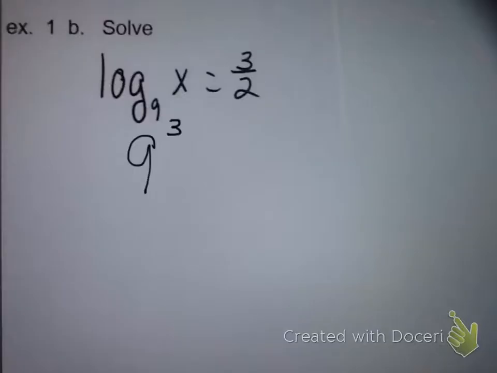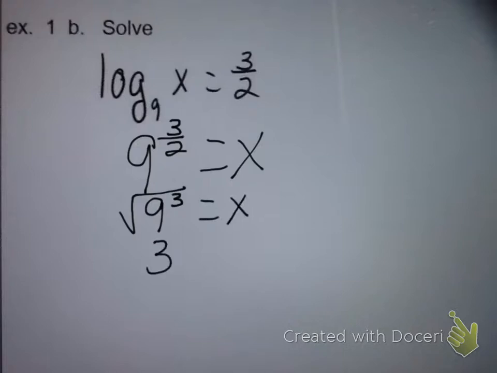Example 1b, log base 9 of x is equal to 3/2. We're going to put that in exponential form, so that's 9 to the 3/2 power is equal to x. We're going to then put it in radical form. That's the square root of 9 to the 3rd power. Square root of 9 is 3. 3 to the 3rd power is 27.